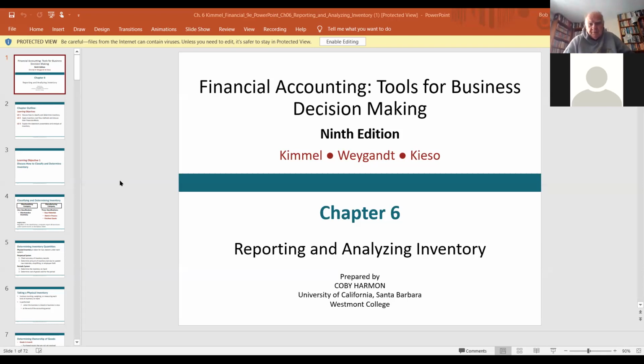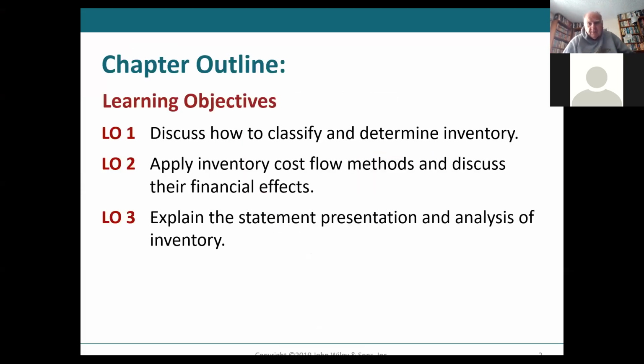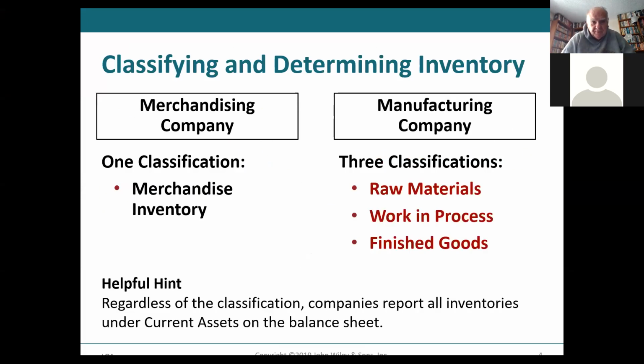Okay, here we go. Talking about inventory now. Going to look at some inventory methods, and I'm going to set this up my way. How to classify and determine inventory, cost flow methods, statement presentation, and a little bit of analysis. In this course we are a merchandising environment, so we have one class, merchandise inventory, okay? We don't have raw materials, work in process, finished goods. That's for accounting 240.